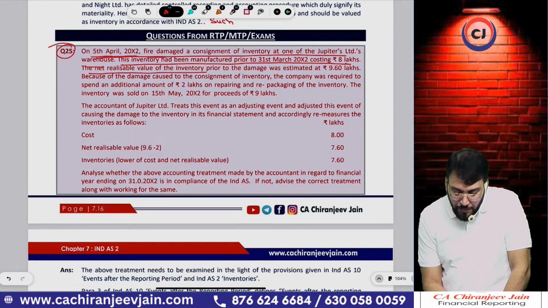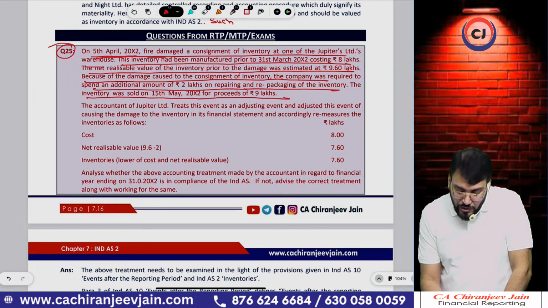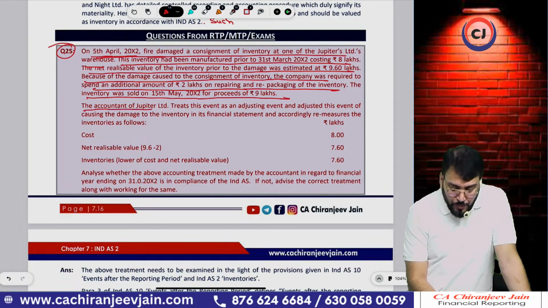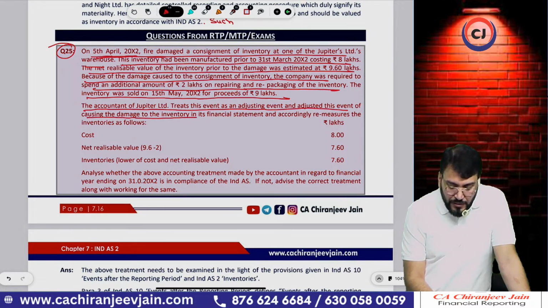The NRV of the inventory prior to damage was estimated at 9.6 lakh. Because of damage caused to the consignment of inventory, the company was required to spend an additional cost of 2 lakh on repairing and repackaging of the inventory. The inventory was sold on 15th May 2002 for proceeds of 9 lakh. So this was sold after the reporting date. The accountant of Jupiter Limited treated the event as an adjusting event and adjusted the damage to the inventory in his financial statements and accordingly remeasured the inventory as follows.